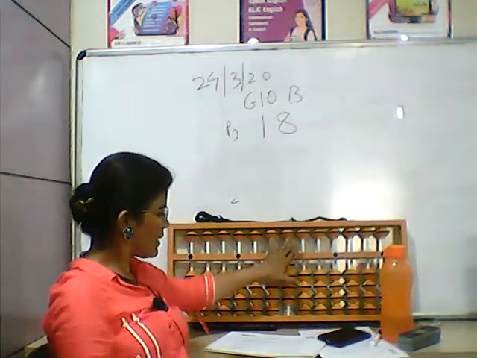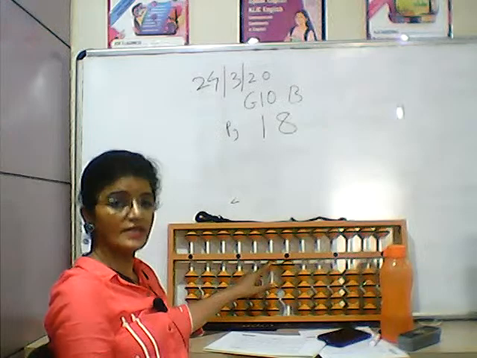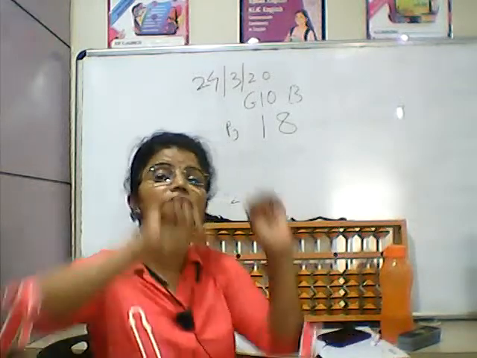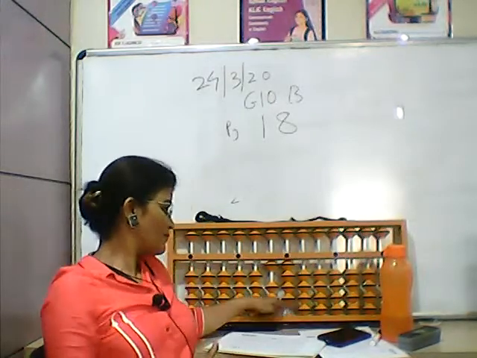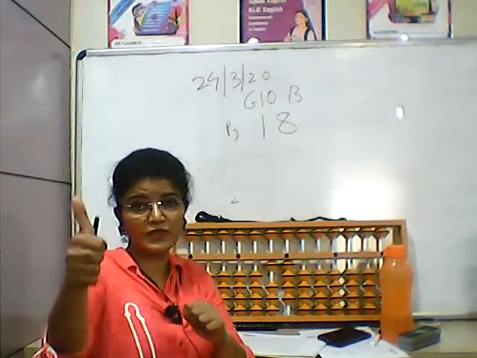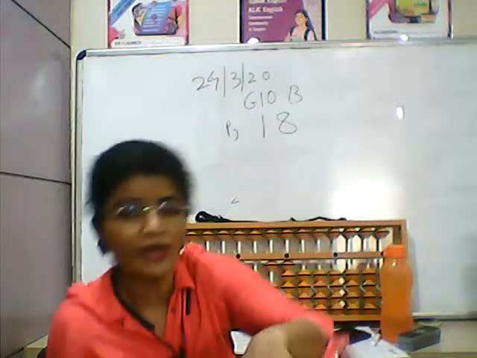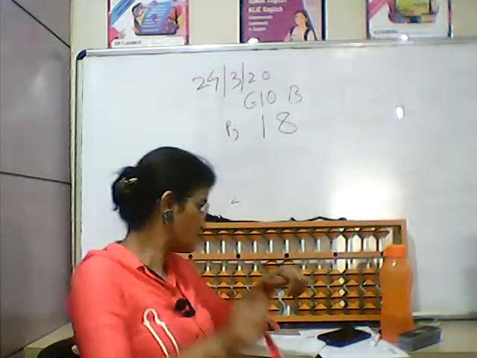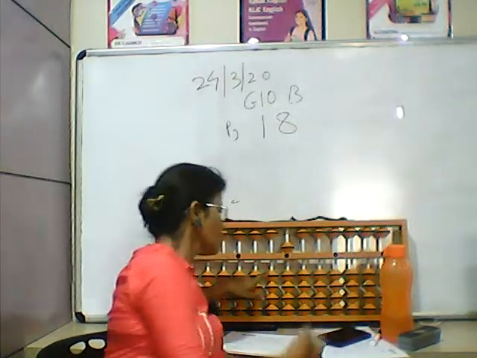Minus 9. Can we do minus 9 directly? No. Can we do minus 10? Yes. Minus 10 plus 1. Plus 1 is not there, so make complement. Minus 10 plus 5 minus 4. 10 down, 5 down, 4 down. The answer is 5.